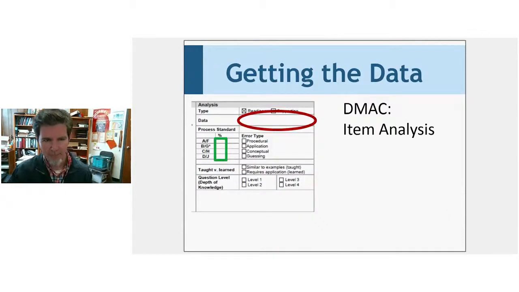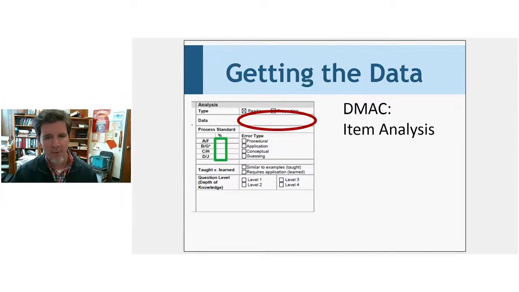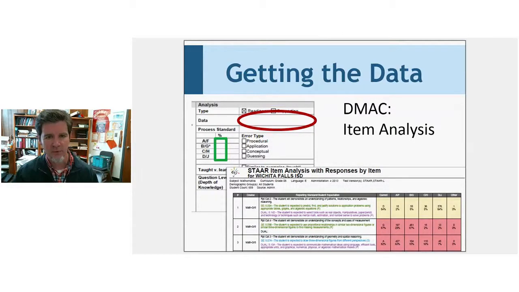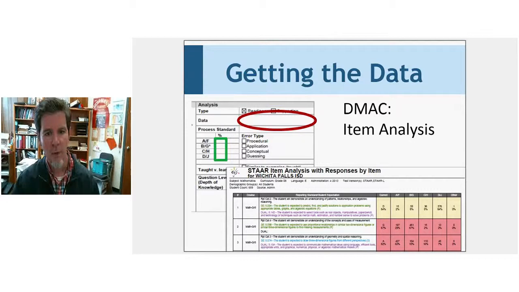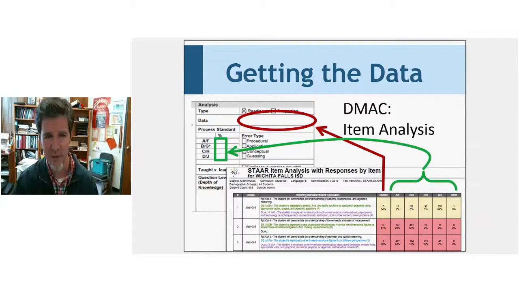Okay, all right. There's a couple of spots that will be empty, though, on that form for data, and that's something that you have to get from a DMAC report. Specifically, it's the one called item analysis, and here's what that item analysis form looks like. That form tells you what percent of your kids got the question correct, but it will also tell you what percent picked each of the answer choices, A, B, C, and D. That's helpful as well.